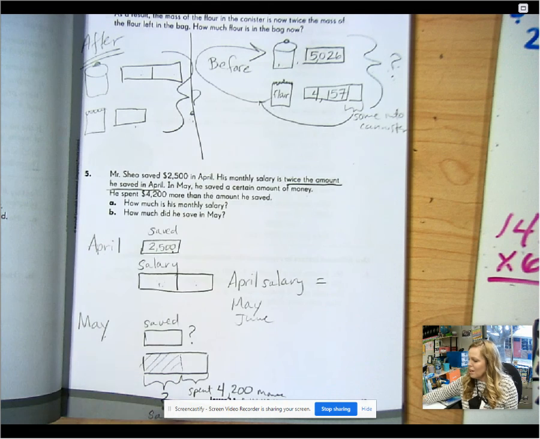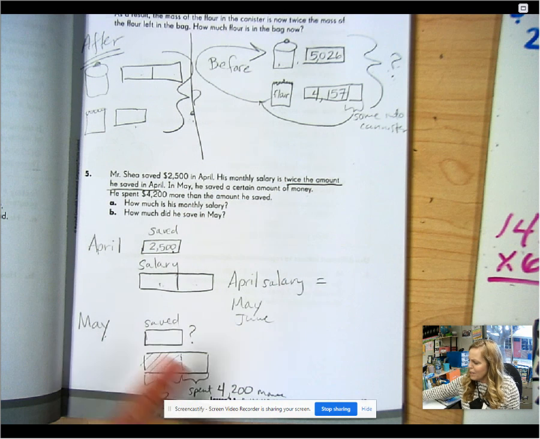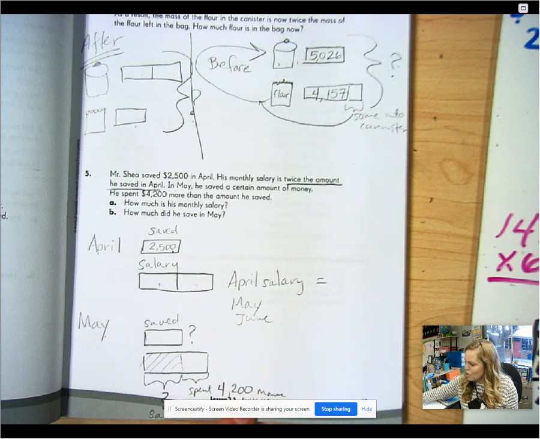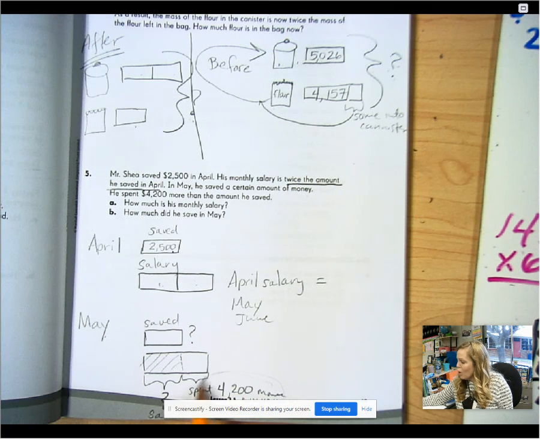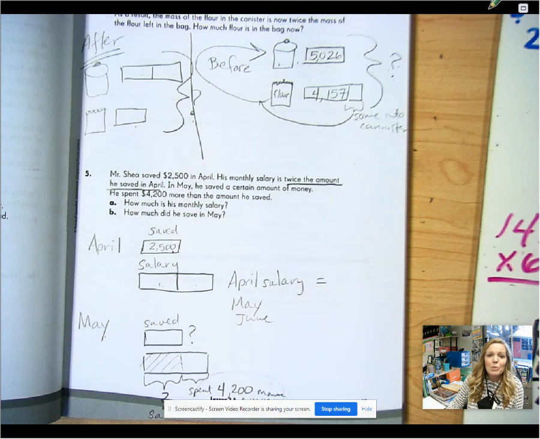So again, we don't know what he saves in May, but we know he spends that much. And then we also know that he saved a certain amount of money, but he spent that much more than he saved. Aha. Okay, so see if that helps you to solve.